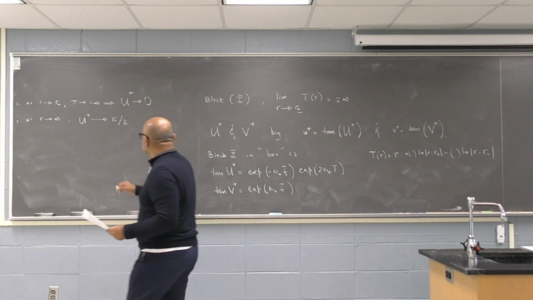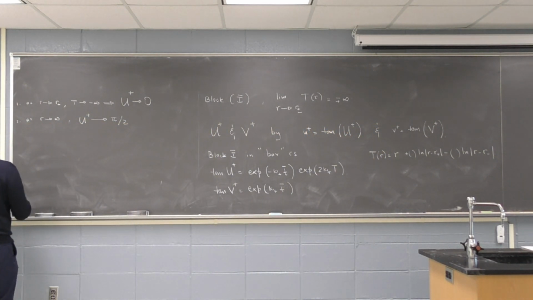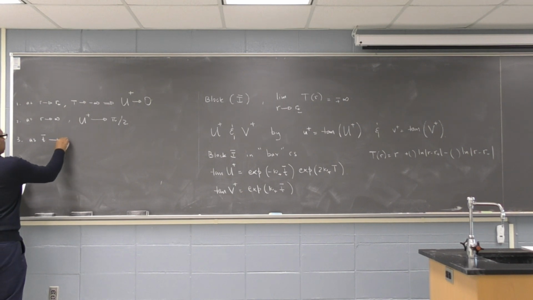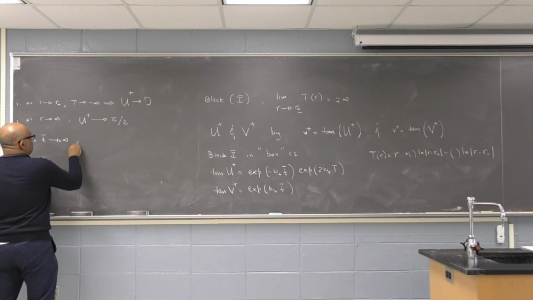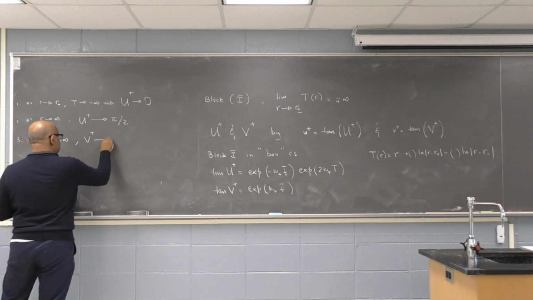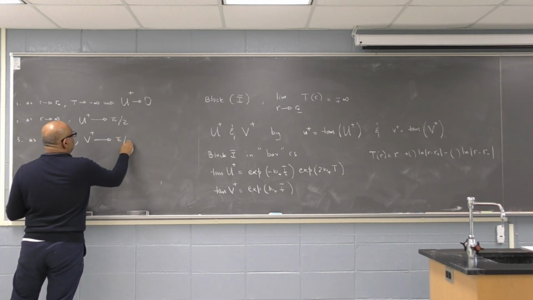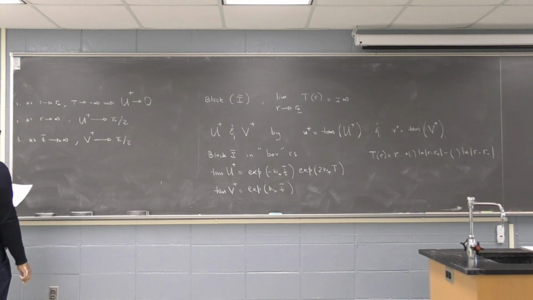Okay, so U plus approaches pi over 2 as t bar approaches infinity, V plus approaches pi over 2.